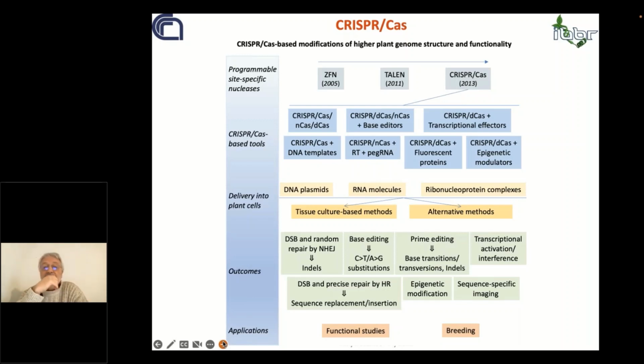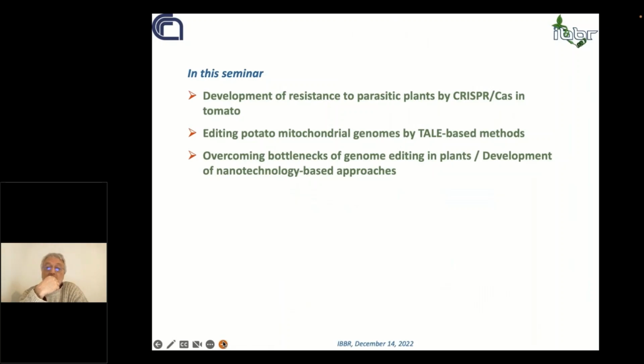Based on this, today I will tell you something about our work on the development of resistance to parasitic plants in tomato using CRISPR-Cas, on editing the potato mitochondrial genome using TALEN-based methods, and also on a more recent, alternative approach based on nanotechnology that we, and other people in the world, are trying to develop to overcome bottlenecks of genome editing in plants.